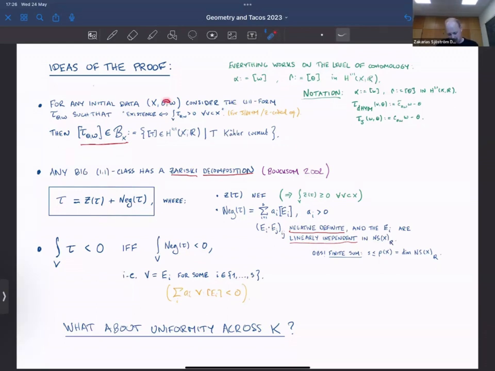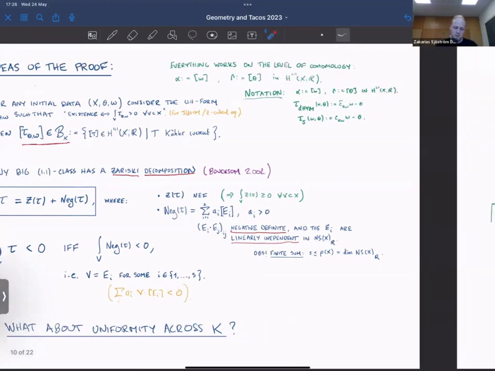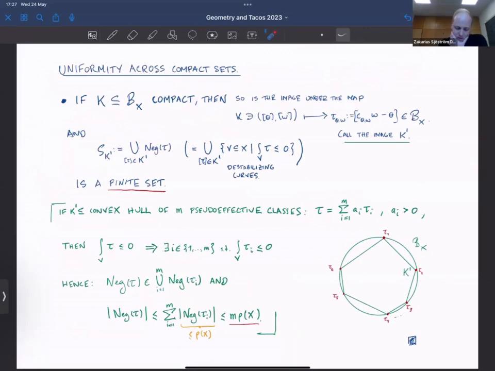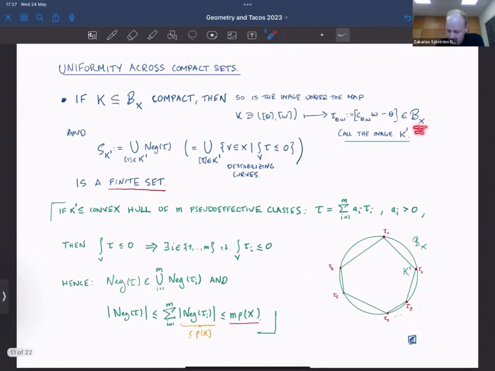So given some initial data, theta and omega, it gives you this finite set of curves through Zariski decomposition. So it remains to check the uniformity across compact sets. And here the idea is that if you take a compact set K of initial data, so a compact set of classes of theta and classes of omega, then you can look at the map sending this initial data in K to this class here, which is the class of these forms that we are looking at. Now I'm writing it for the J equation, but again, the proof is the same. And this we said was always a big class, but actually this is the continuous image of a compact set. So the image, we can call it K bar, and it will be compact as well.